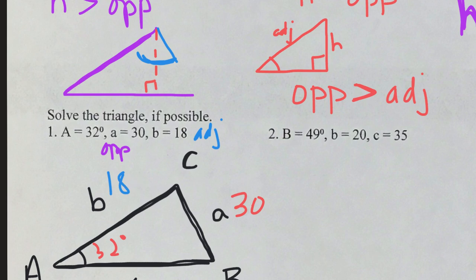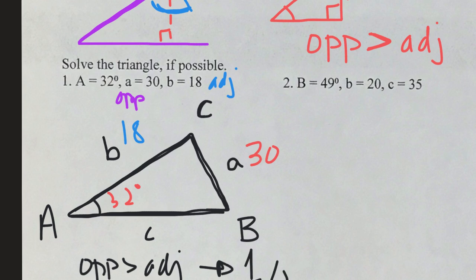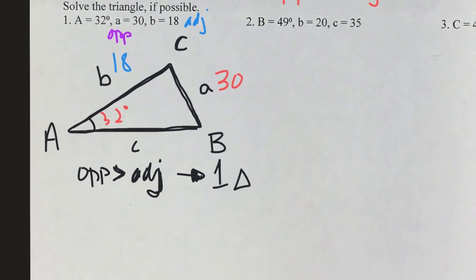So that's going to tell me, because the opposite side is greater than the adjacent side, that we're only looking to solve one triangle. So the law of sines, we're only going to have to use it once, and then we're done. It follows this rule: if the opposite side is greater than the adjacent side for your triangle, then we only have one triangle to solve. And we're going to solve that triangle using the law of sines.